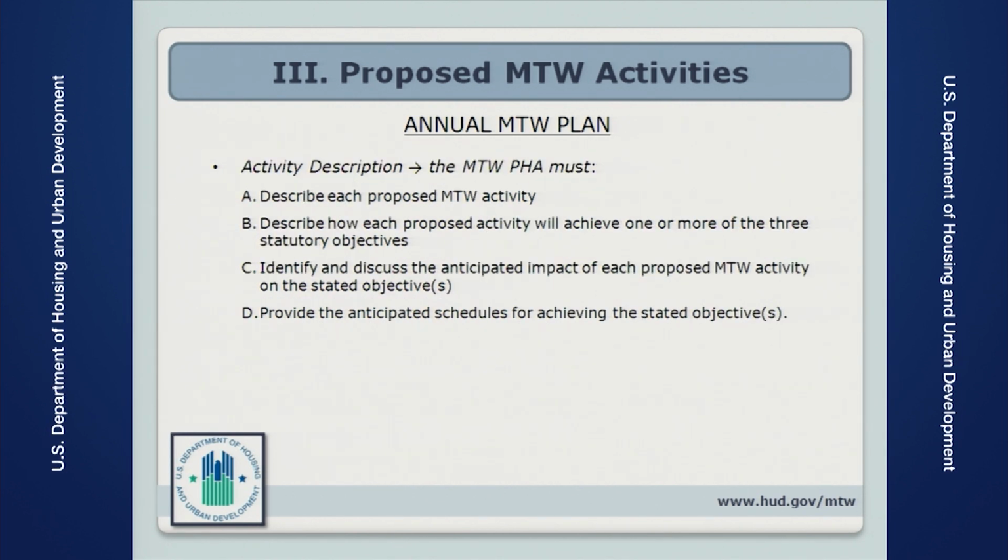So then we're going to transition into the actual elements. First, you'll need to provide a description of the activity. When you're describing the activity, you should use enough detail for the reader to understand why it's being undertaken, how it'll function, how it will be implemented.